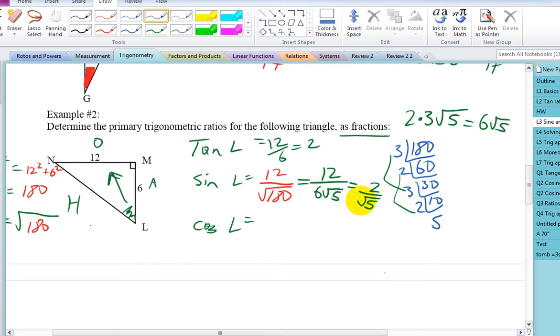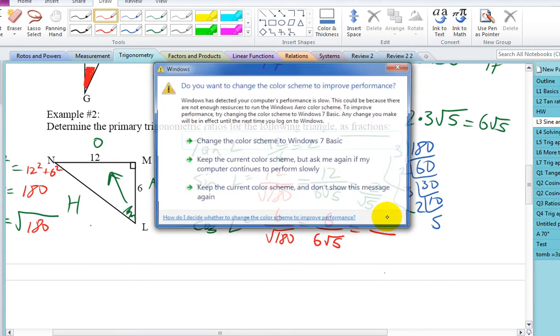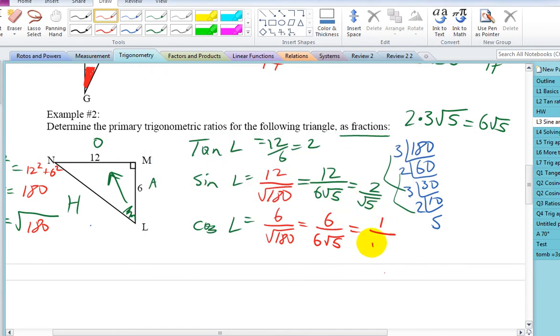Okay, next one, cos L. What is that? Six over root 180. So 6 over 6 root 5. Anyone want to take a guess on this? Emma? Sorry? No, because that means root 5 has to be in the top of the fraction. It's not. What happens with the 6's? They cancel to 1. So it'll be 1 over root 5.